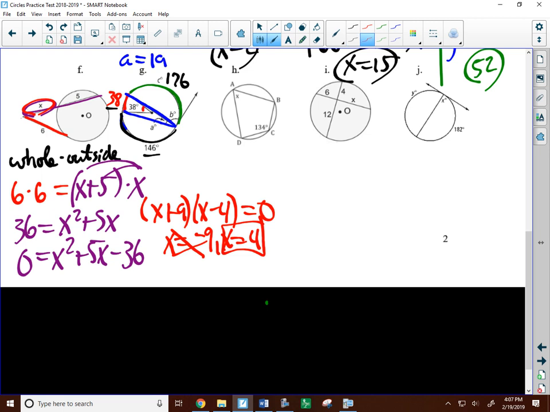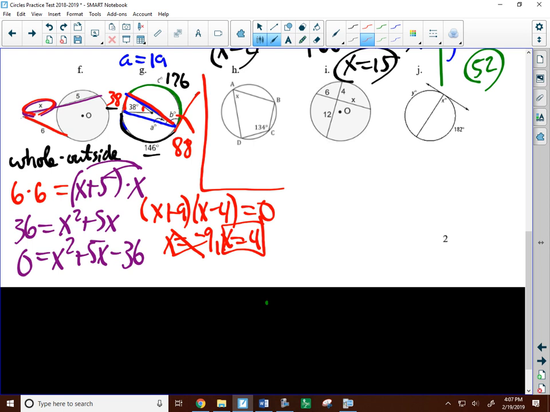B is not a pure inscribed angle, but we can use the inscribed angle theorem as long as there's one chord and one tangent. We can still use that theorem. So it's half of 176. So B is going to be 88.